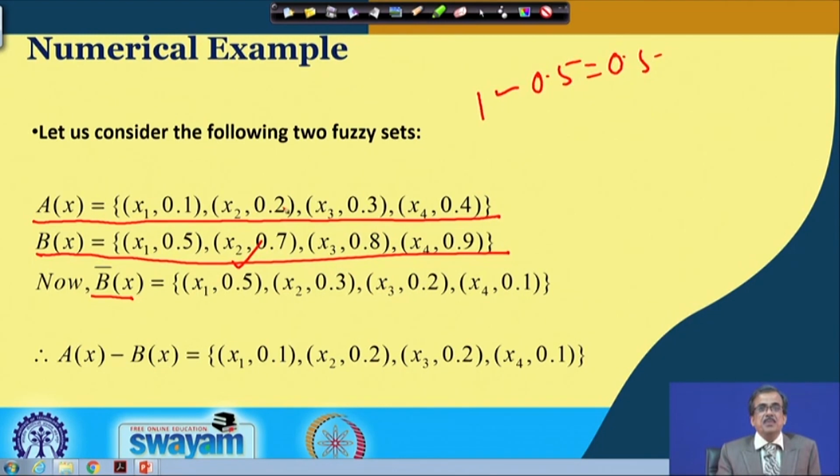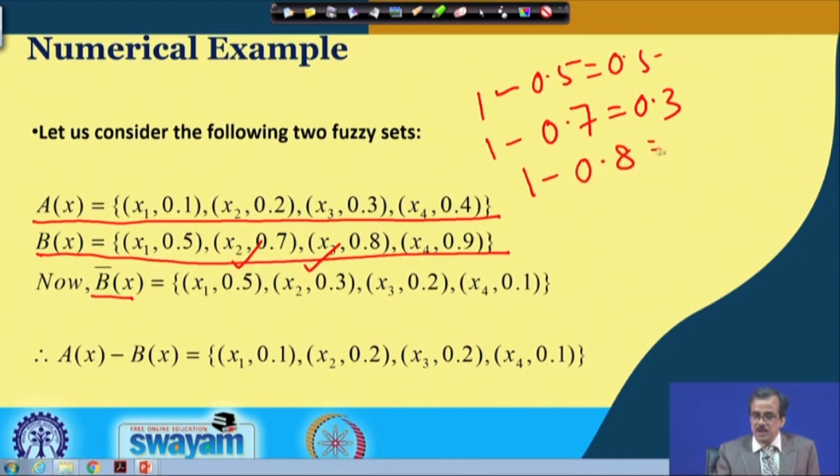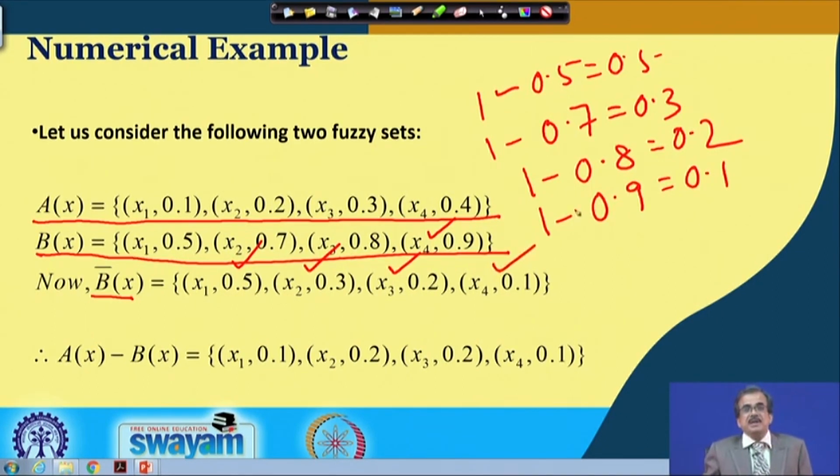So, I get 0.5 here. Then for x2, this is 1 minus 0.7, which is 0.3. Then corresponding to x3, this becomes 1 minus 0.8, which is 0.2. Then corresponding to x4, this is 1 minus 0.9, which is 0.1. So, I will be getting this as the complement.